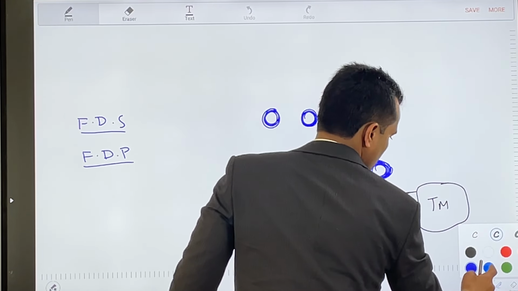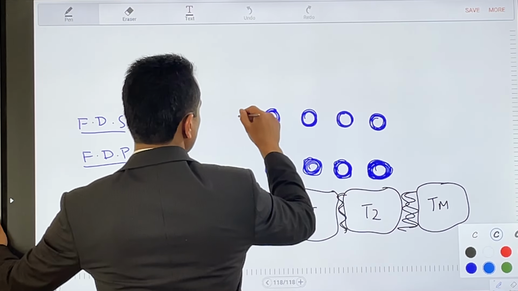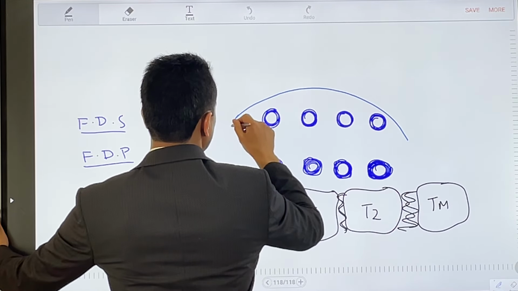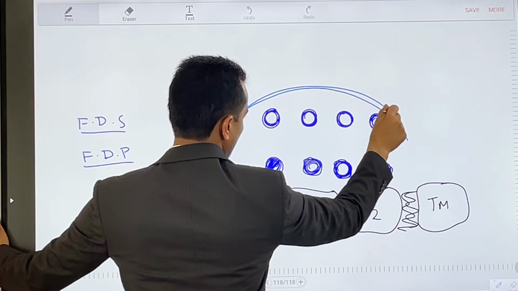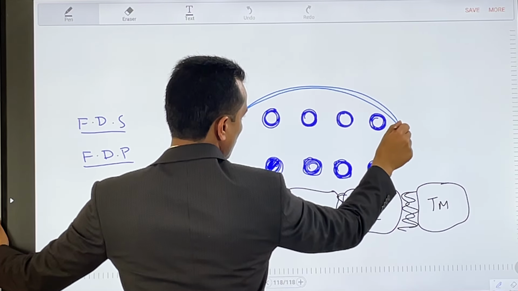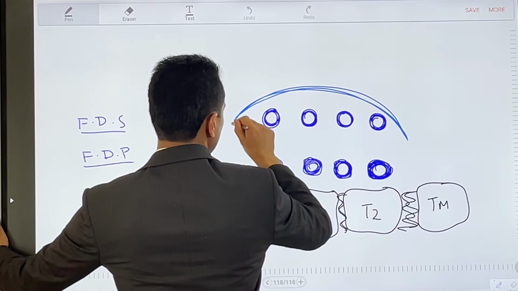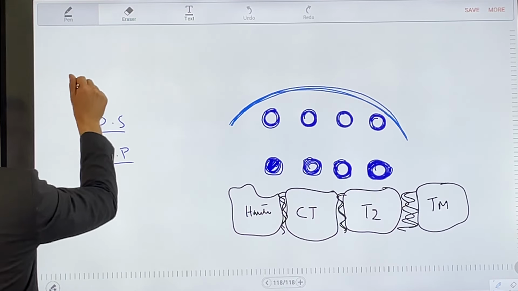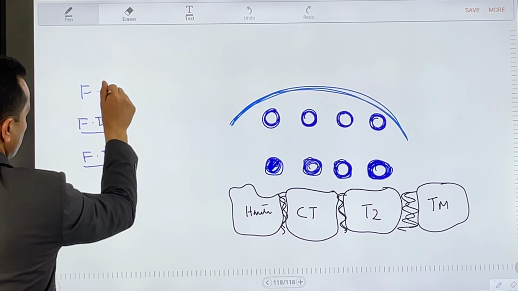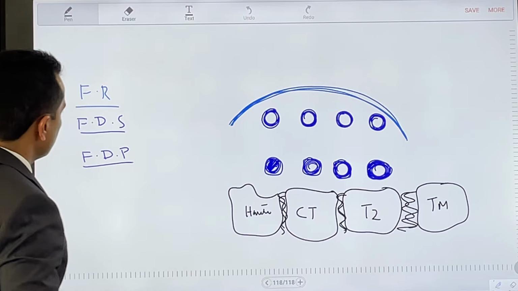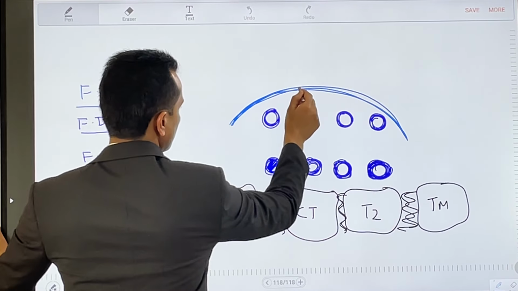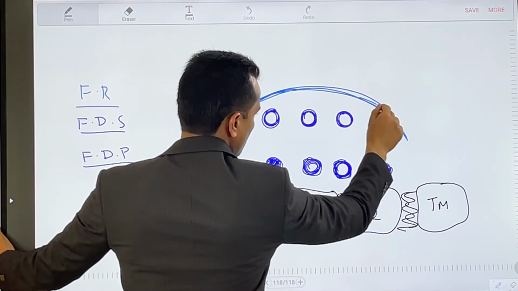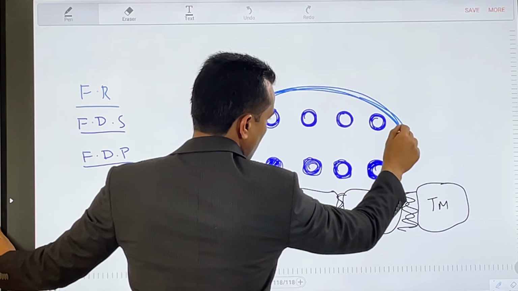Above these tendons we have a special covering of the roof, like a ceiling. This is a special connective tissue sheath called the flexor retinaculum. I am writing it in short as FR. In this way you can give a shape to the tunnel.